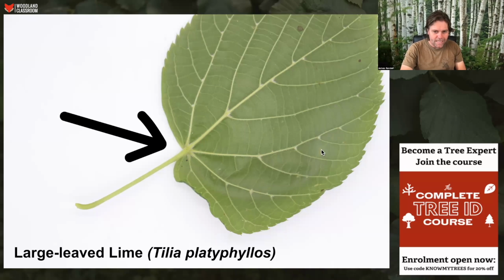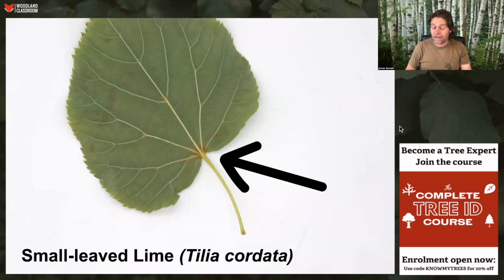Just there, there's white hairs. You can see it easier with the eye. With the small leaf lime, they're orange or like a buff colour, okay? You can see the difference there. They're an orange colour, these little hairs here. That's a big difference. If you've got the orange hairs beneath, it's got to be the small leaf lime out in the woods, and you can tell that.